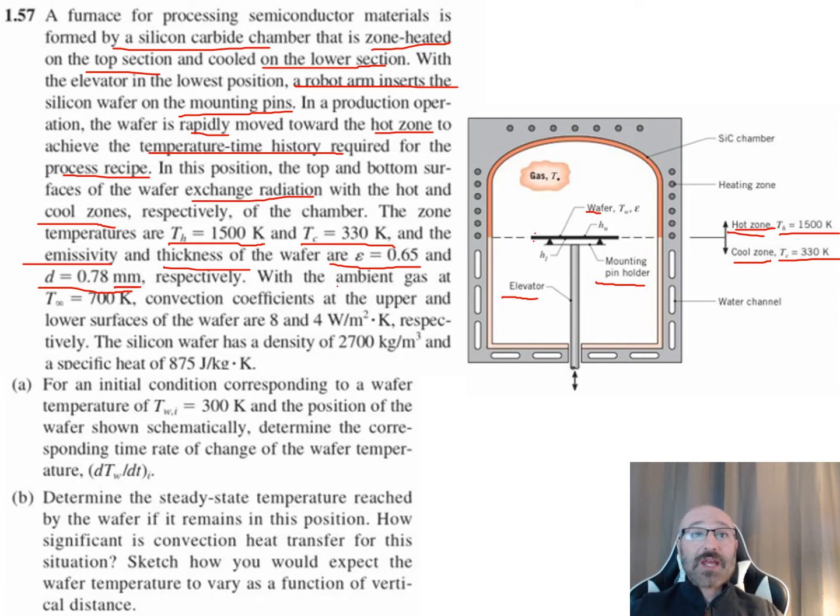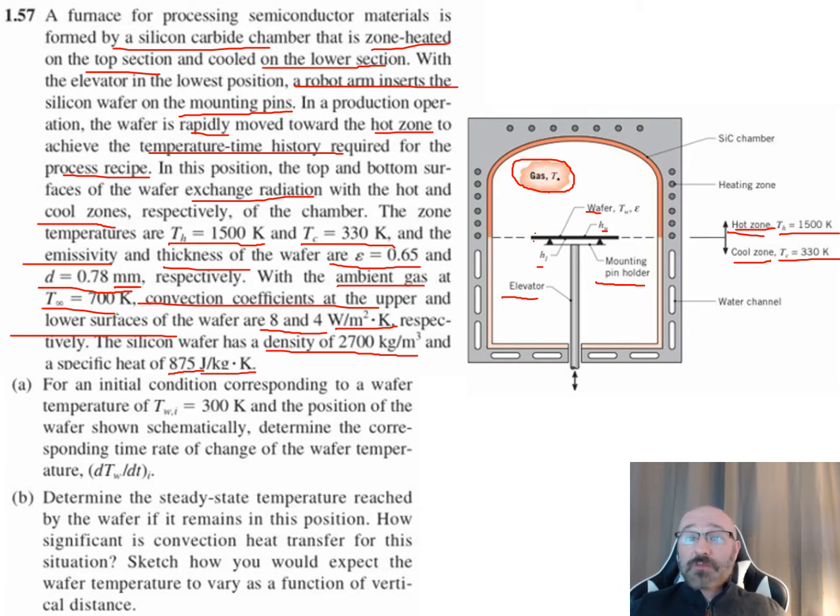They also tell us we have an ambient gas at a temperature of T infinity equal to 700. So there's our T infinity of the gas right there. They also give us our convection coefficients at the upper and lower surfaces of the wafer. So we can see our convection coefficients there and there, and these are 8 and 4 in units of watts per meter squared times Kelvin. Again, pay attention to your units as you're doing these. Now for the silicon wafer itself, it tells us it has a density of 2,700 kilograms per meter cubed, and a specific heat of 875 joules per kilogram times Kelvin.